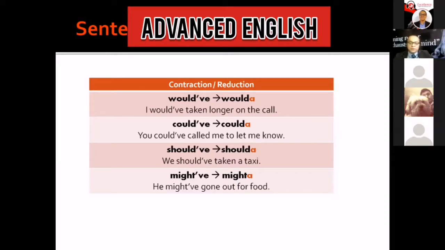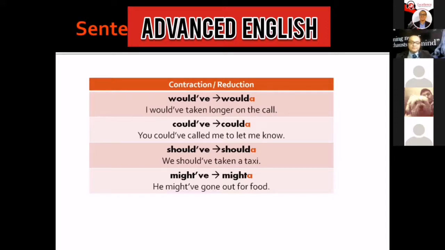Now let's do could've and coulda. All right, Lester, your turn. You could have called me to let me know. You could have called me to let me know. Excellent. Now let's move on to should've or shoulda.